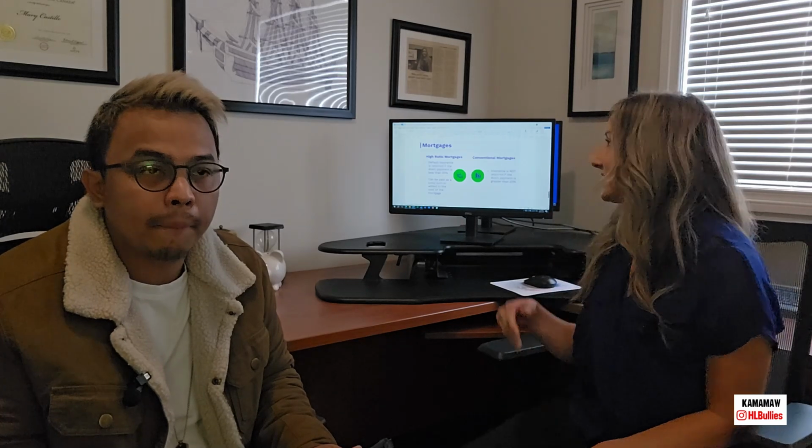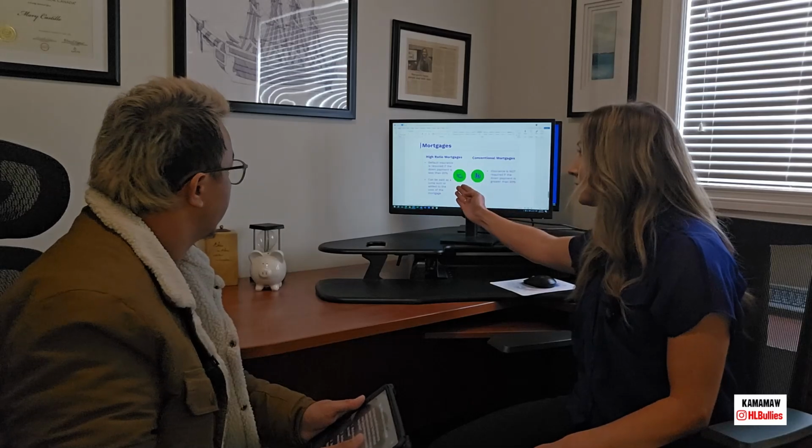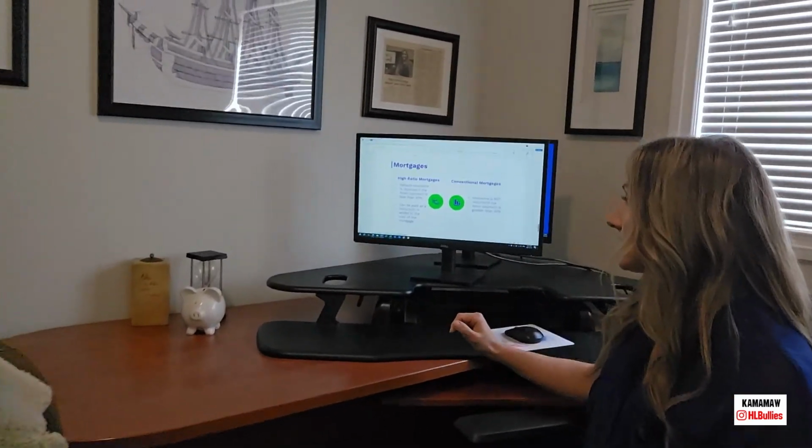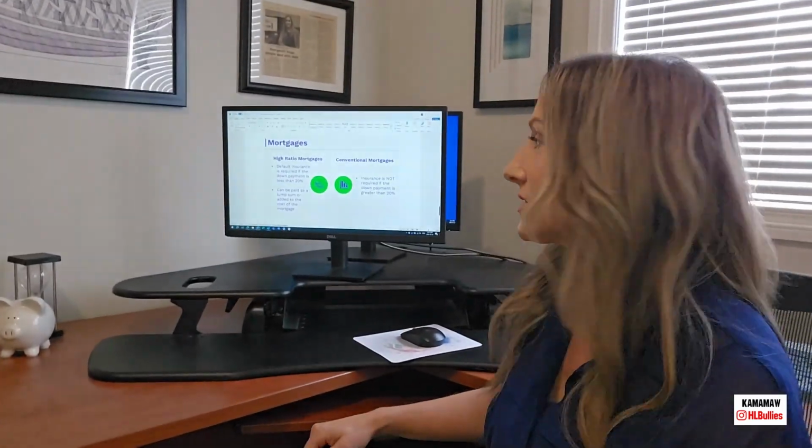If you're buying a house in Canada, you need a minimum of 5% down. There are two different types of mortgages we can get: a high ratio mortgage and a conventional mortgage. A high ratio mortgage is when you have 5% or less than 20% down. With a high ratio mortgage, you have to pay an extra fee called CMHC insurance when you are buying a house.